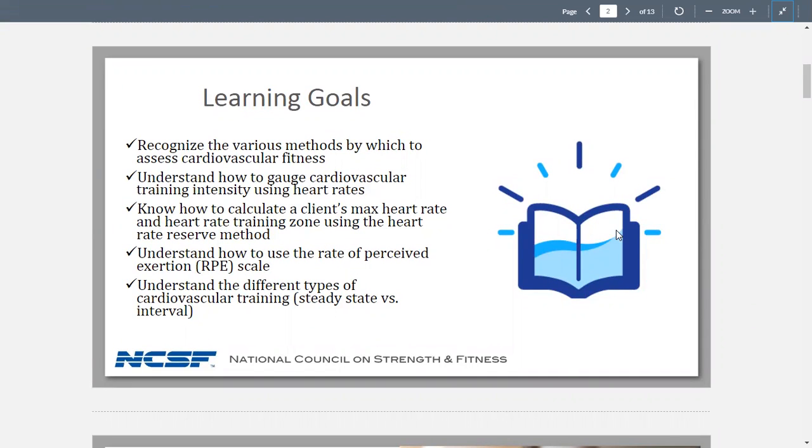intensity using heart rates, know how to calculate a client's max heart rate and heart rate training zone using the heart rate reserve method, understand how to use the rate of perceived exertion scale, and understand the different types of cardiovascular training, steady state versus interval.